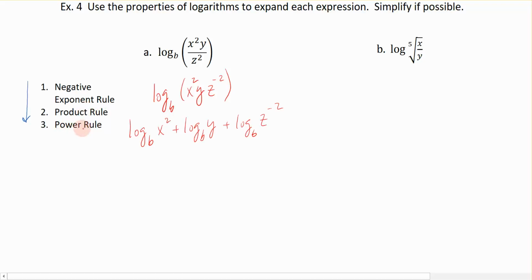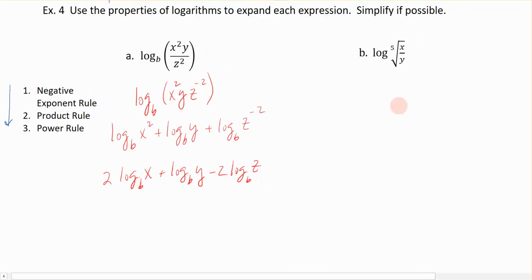And finally, we have the power rule. Remember, the power rule in logs lets me take this exponent here and bring it down to the front. So this looks like 2 log base b of x plus log base b of y minus, because that negative 2 comes down, minus 2 log base b of z. And that is an expansion of this log expression. I have three terms you can see written down here, and that's the way we work it.